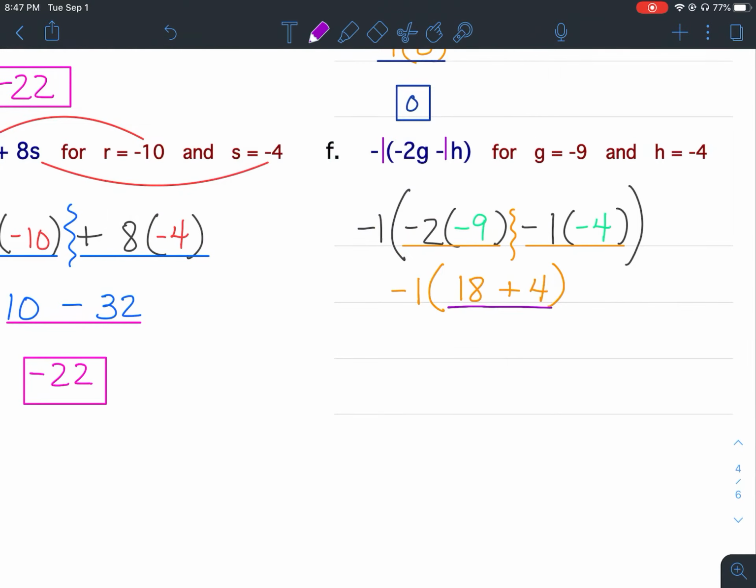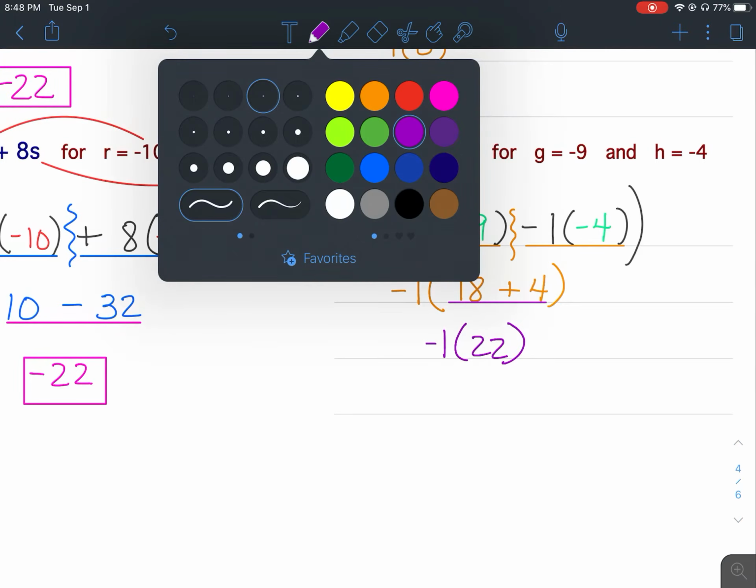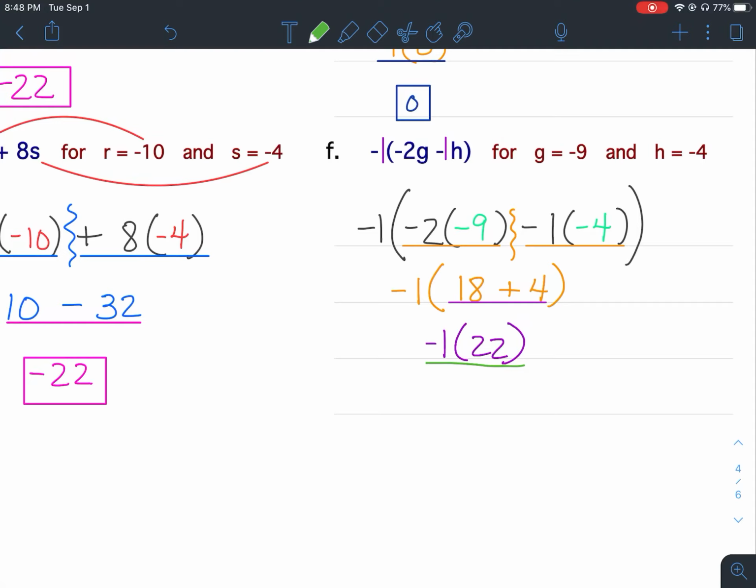Do what's inside the parentheses still. Follow our order of operations. So bring down the negative 1. I still need to keep the parentheses because that negative 1 beside the parentheses means multiplication, so I need the parentheses to show multiplication. 18 plus 4 is 22. Last step is to multiply. 1 times 22 is 22, and because there's one negative, it would be negative 22. Or in other words, the opposite, because multiplying by negative 1 is the same thing as taking the opposite. The opposite of positive 22 is negative 22.